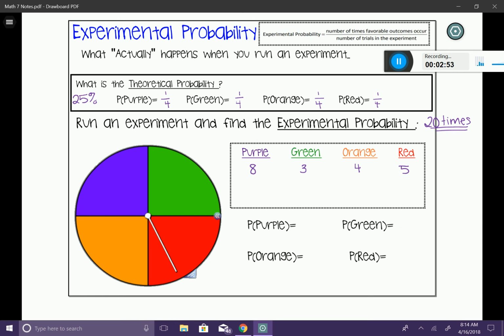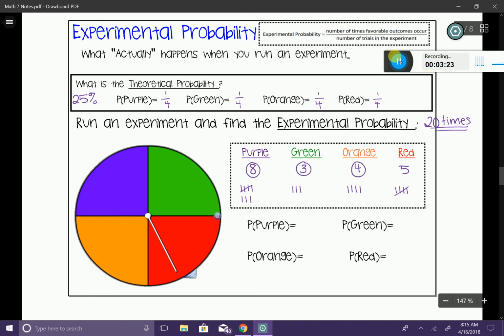So spinning it 20 times, those are the different colors that it landed on. Now, personally, when I did this experiment, what I did was I tallied. So every time that I landed on a color, I tallied like this. So 1, 2, 3, 4, 5, 6, 7, 8. That's what my experiment would have looked like as I did each trial. Then my green would be 1, 2, 3. My orange would be 1, 2, 3, 4. And my red would have looked like this. And then, of course, I can go ahead and determine my numbers from my tallies after the experiment is complete.